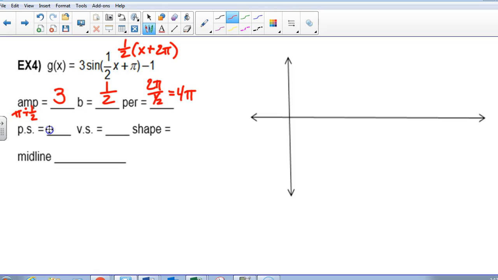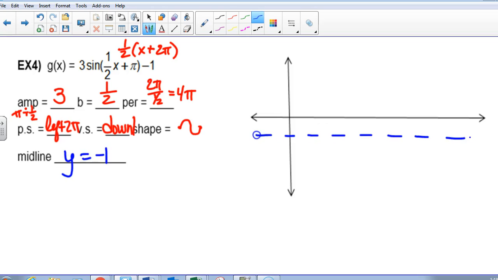Which way, though? Left. 2 pi. Vertical shift, anybody? Down 1, and it is a plain sine graph, so it starts at the midline, goes up, and so on. Where is the midline at? Y equals -1. Where are the maximums at? 3 units above that, which would be +2.